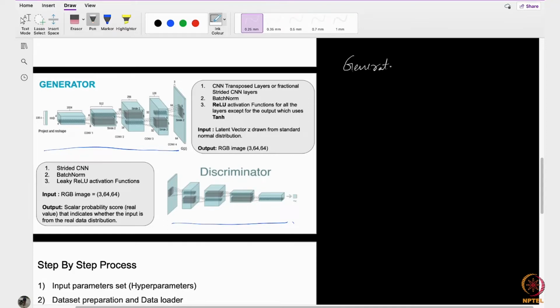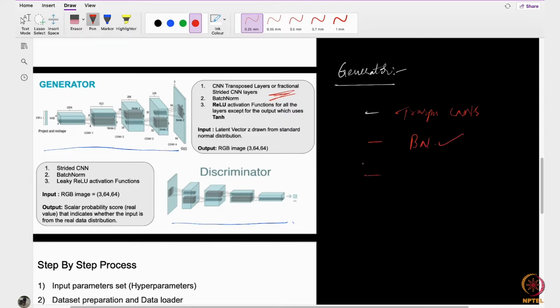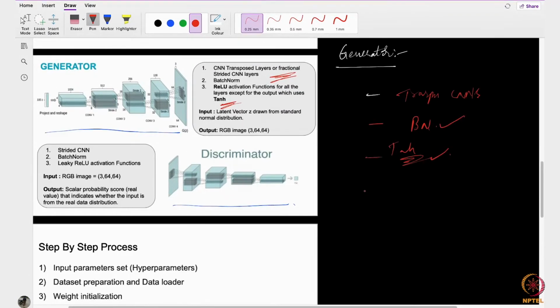Now let us speak about the generator for some time. The generator contains only transposed CNNs, and batch normalization is present, with ReLU activation functions for all the layers except the output, which uses the tanh activation function. Now, what is the input to the generator and what is the output of the generator? Let us see.